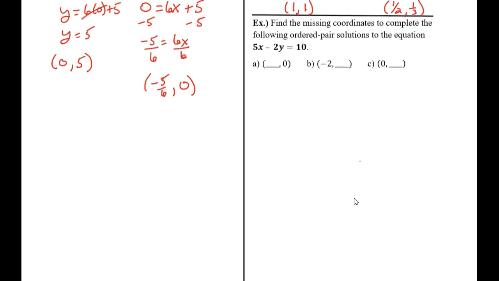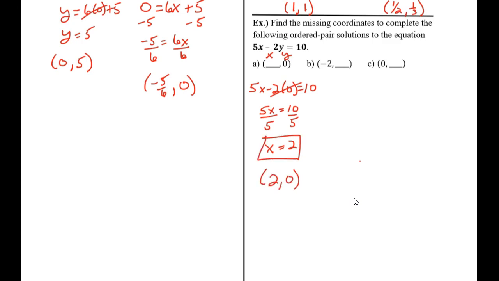On this last example, we have the linear equation 5x minus 2y equals 10. We're going to solve these one at a time, finding the missing coordinate. On the first one, I don't know x. Y is 0. 0 times anything is 0. I'm left with 5x equals 10. I want to get x alone. I undo the multiplication with division. X equals 2. That leaves me the ordered pair. 2 was x, 0 was y.